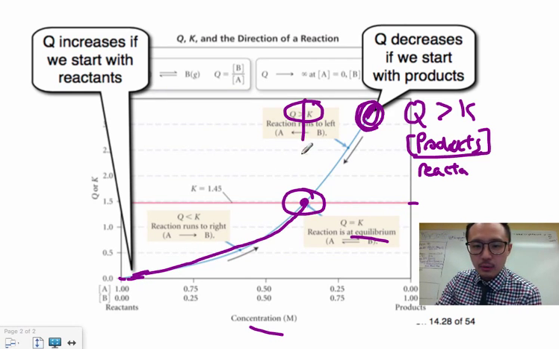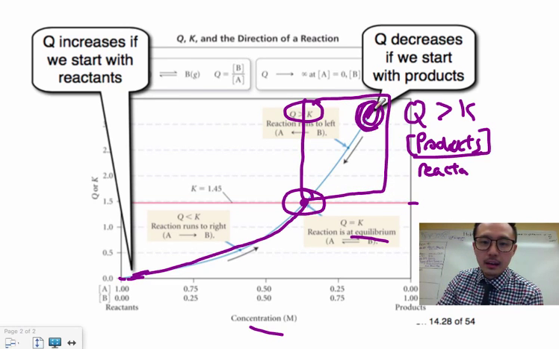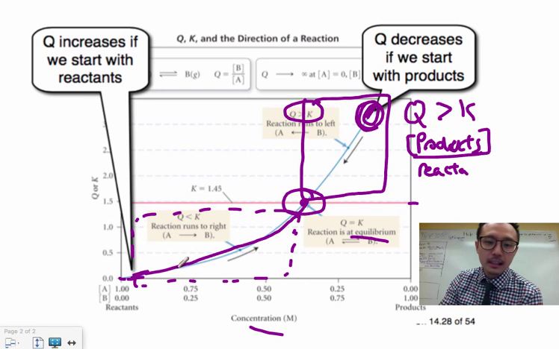Okay, so at this whole section right here, this is when Q, this line, is greater than K. There's more products than reactants, so it has to lower the amount of products. From here, this is where your Q is less than K. That means that you have more reactants, and because you have more reactants, that has to be used up to make more products until you reach equilibrium.